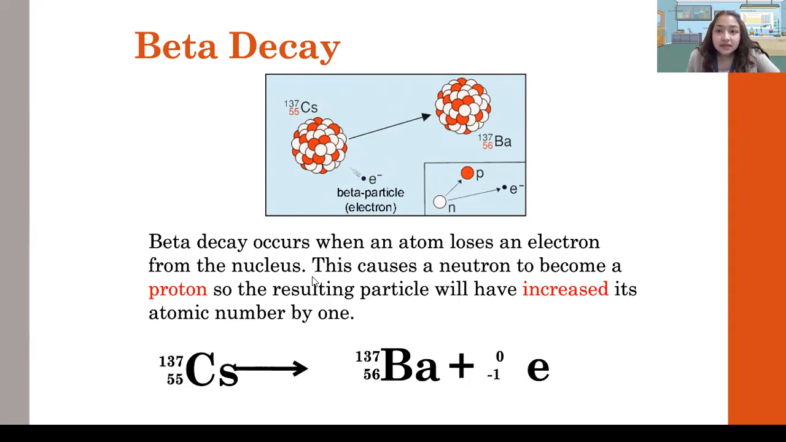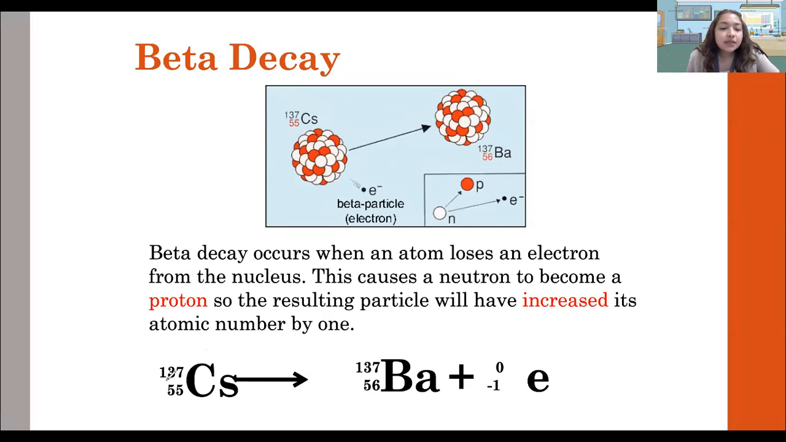So let's look at this. We start off with cesium. And cesium has a mass of 137. It emits a beta particle, right? So remember that beta particles do not have mass. So 137 minus 0 still gives us 137 for the new atom.